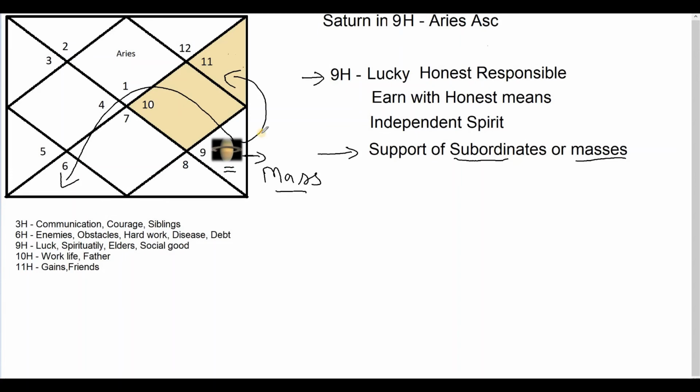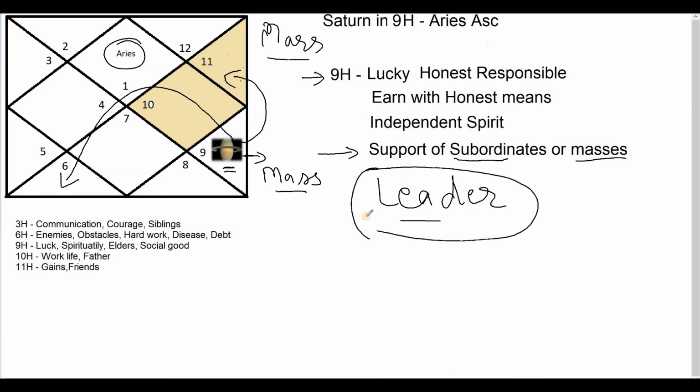And because of all these factors, people with this placement generally get recognized as a good leader, because Aries Ascendant, ruled by Mars, is a natural ascendant for a leadership role. And with Saturn in such a supportive position with the simultaneous aspects on 11th and 6th, it shows that most of the time people will not have difficulty in accepting this person as a leader for themselves.